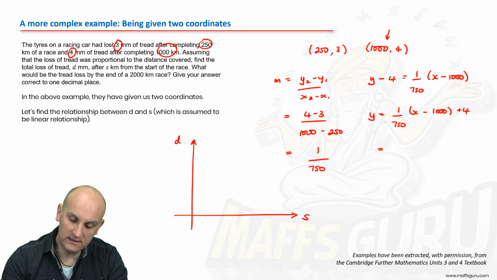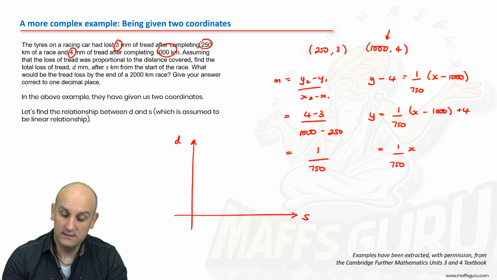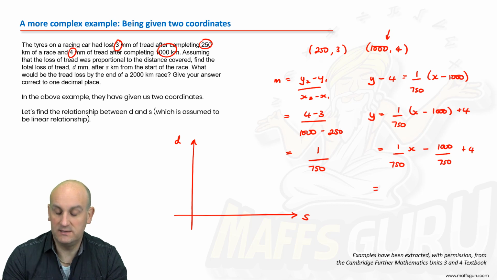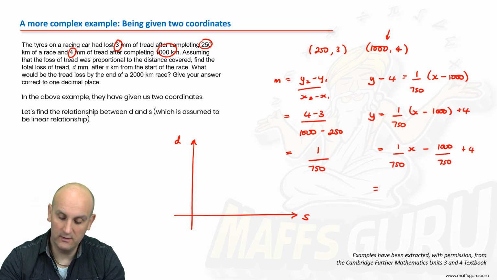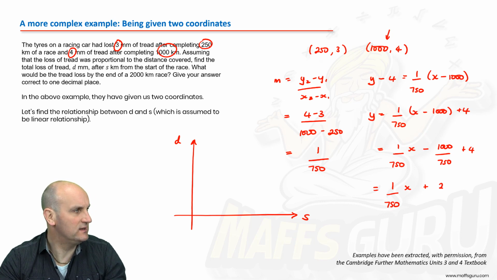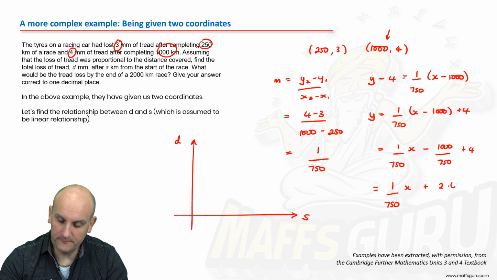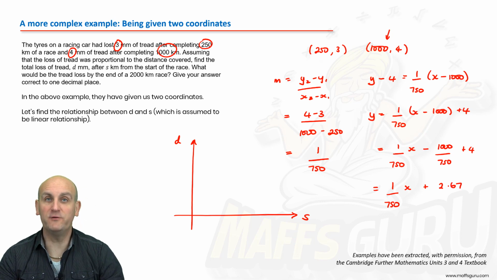And then multiplying that out gives me 1 on 750 x, so we're going to minus 1,000 on 750 plus 4. Now, when I put that into my calculator, and I'm going to trust that you can do that as well, I'm going to get 1 on 750 x plus about 2.67, I think it is. Let me just check on my calculator. Yeah, about 2.67.